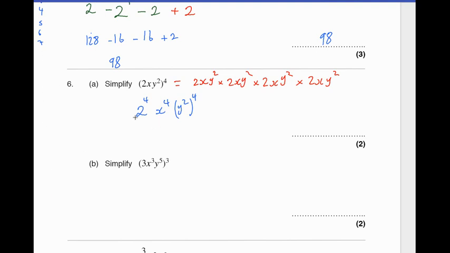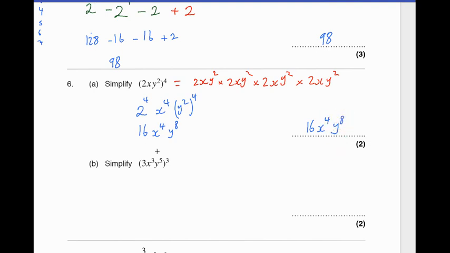Okay. Then 2 to the power of 4, well, that's 16. 2 times 2 times 2 times 2. Then we have x to the power of 4. It just stays as it is. And then y squared to the power of 4, well, 2 times 4 is 8, so it's y to the power of 8. So we have here 16, x to the power of 4, y to the power of 8.